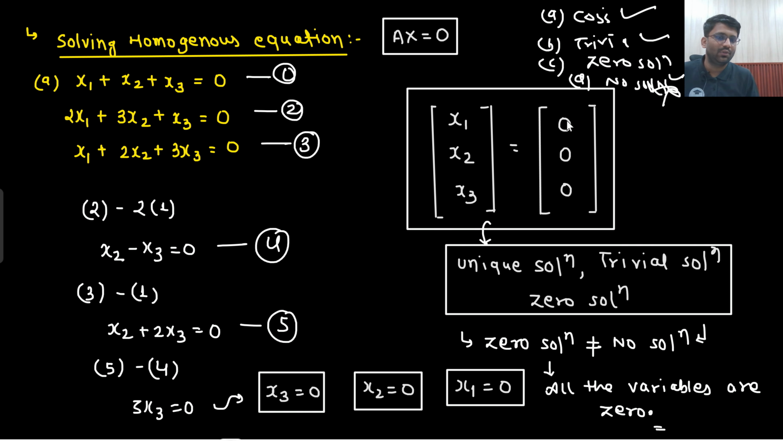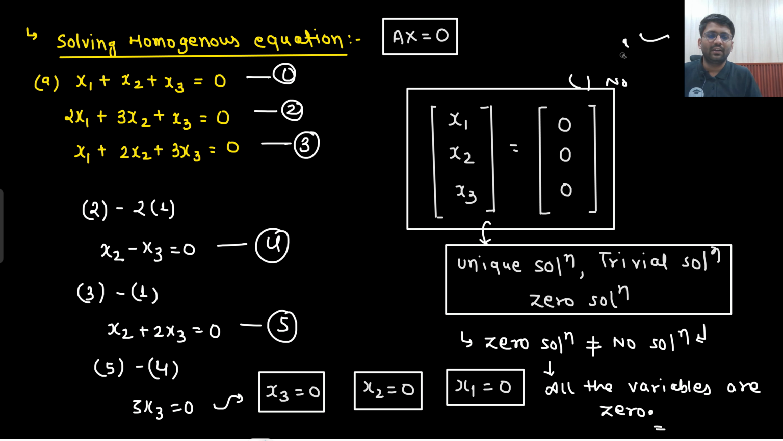Solution is existing. What is the solution? 0, 0, 0. And you can check in the equations as well. If I put 0, 0, 0 here, I will get the same answer. If I put 0 plus 0 plus 0, I get 0, so 0, 0, 0 is the solution.